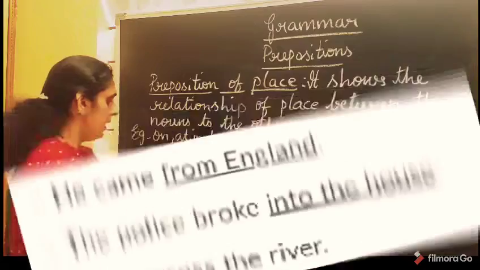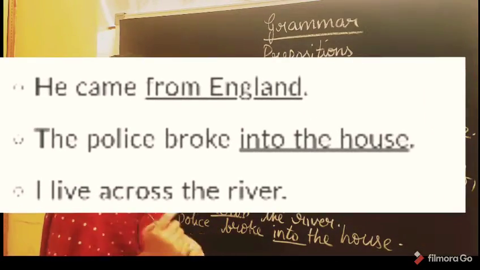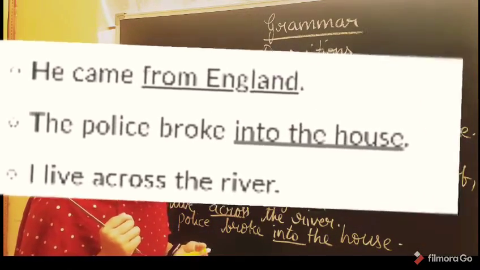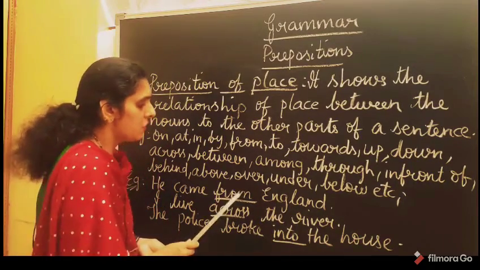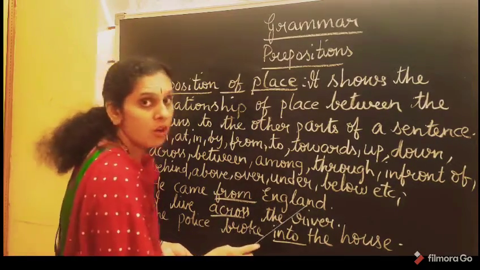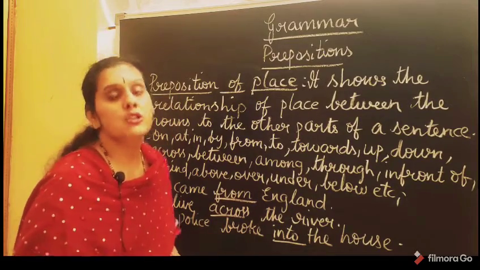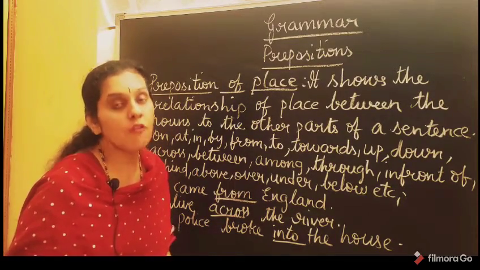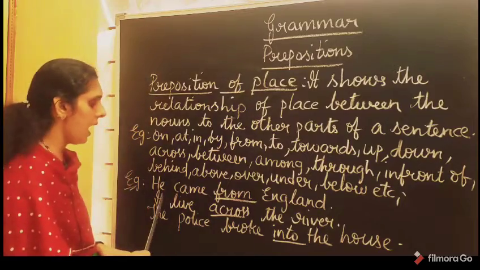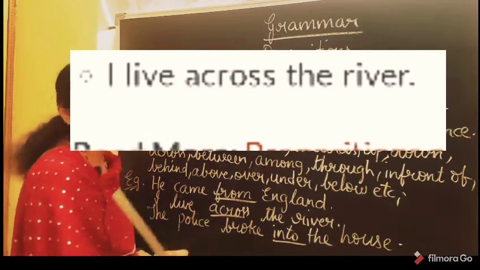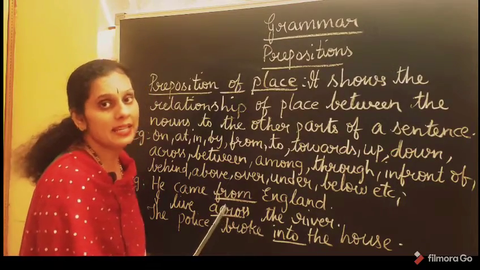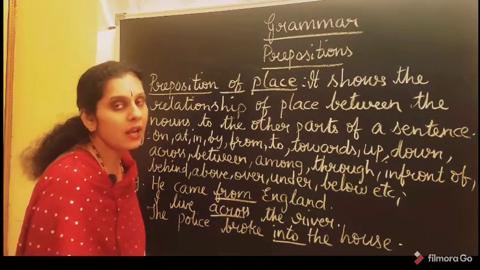Okay, see here, He came from England. From where did he come? He came from England. So England is a place. So here from is used to talk about the place England. So it is a preposition of place. Okay, next one, see here. I live across the river. Where do you live? Across the river. So this across is telling about the place, river, where you are living.